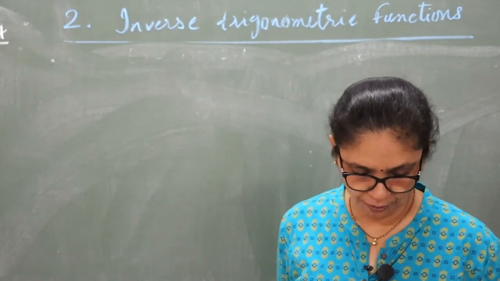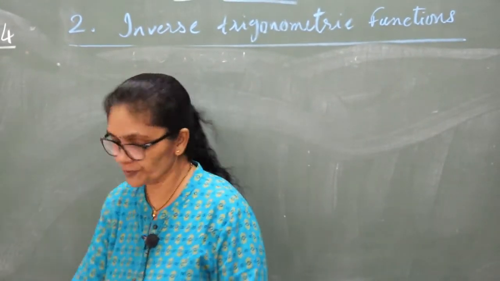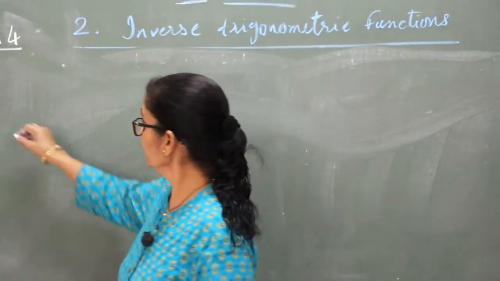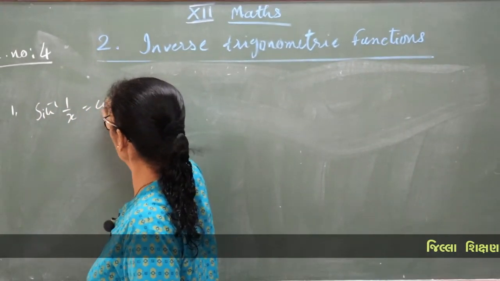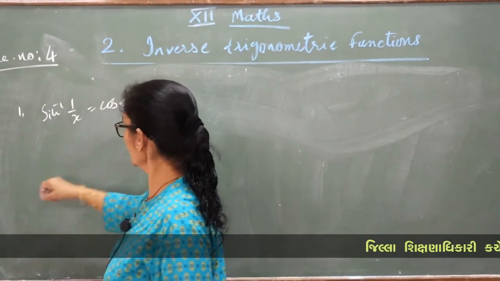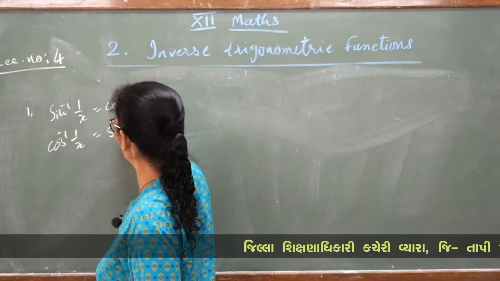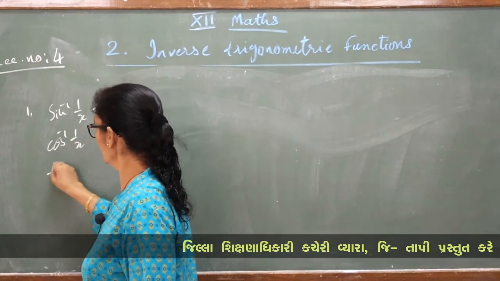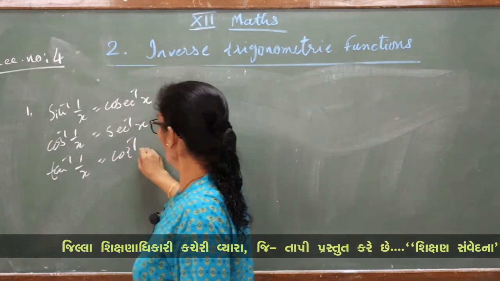In inverse trigonometric function properties, the first property is sine inverse 1 by x equals cosec inverse x. Similarly, cos inverse 1 by x equals sec inverse x. Similarly, tan inverse 1 by x equals cot inverse x.